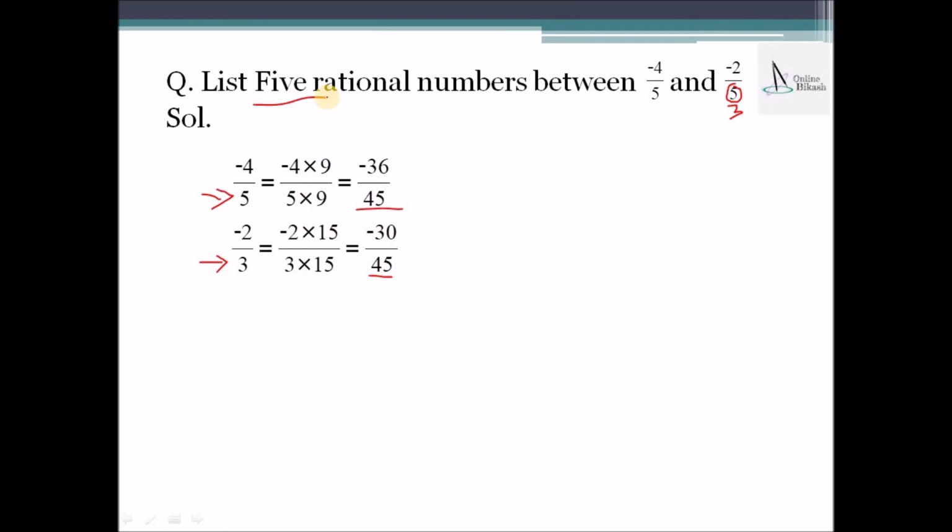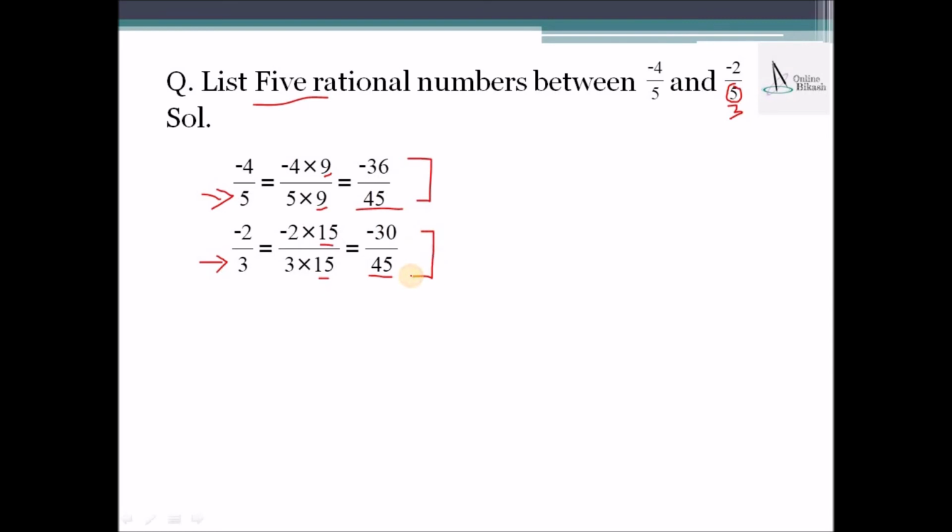One more thing: always you multiply the same number with the numerator and denominator. Here I multiply 9 and 9 both with the numerator and denominator, and in that case I multiply 15 with the numerator as well as with the denominator. So minus 36 by 45 and minus 30 by 45, these are the rational numbers.